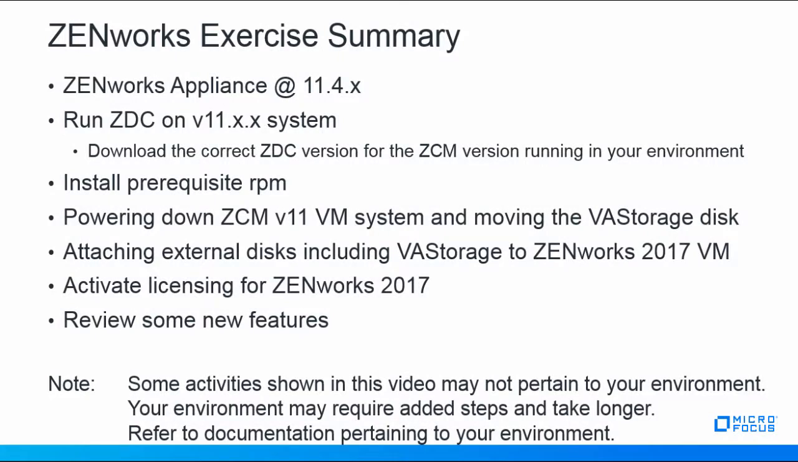In this Zenworks exercise summary, we're going to be running ZDC on the ZCM 11 system, install prerequisite RPM required before the upgrade, detaching the VA storage from Zenworks 11 and attaching it to Zenworks 2017, upgrade to version 2017, activating licenses, and then reviewing some features. Refer to any documentation pertaining to your environment.